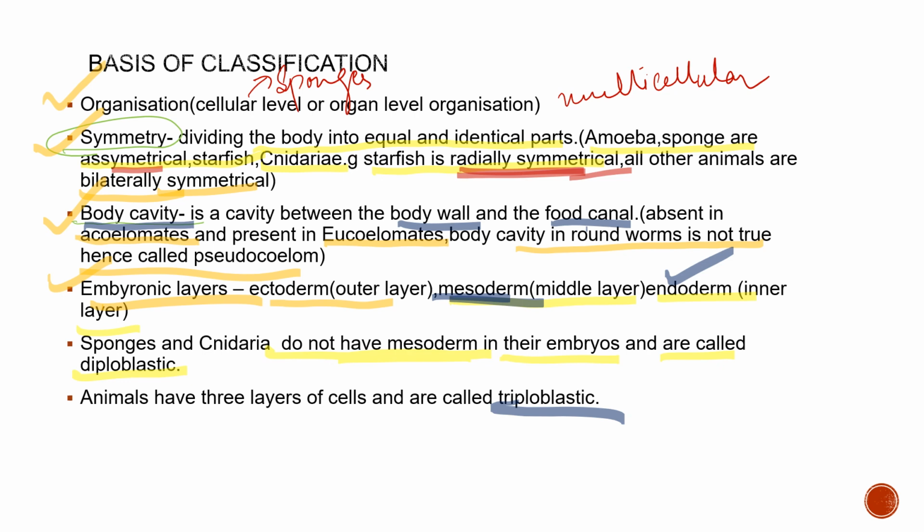Now we will move on to a bit more detail of this basis of classification. So is it clear till here, students? If you are having any problem, please write in my comment box so that I can answer your queries in the next video.